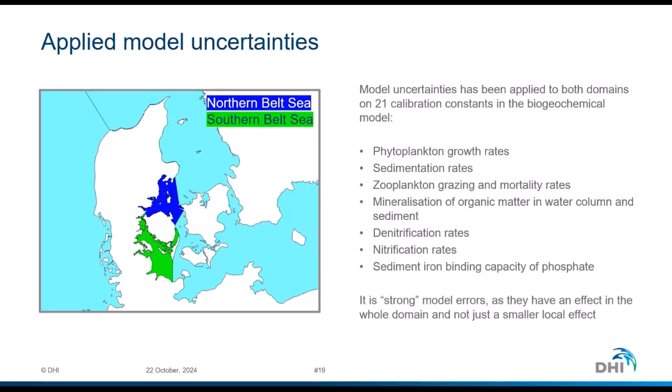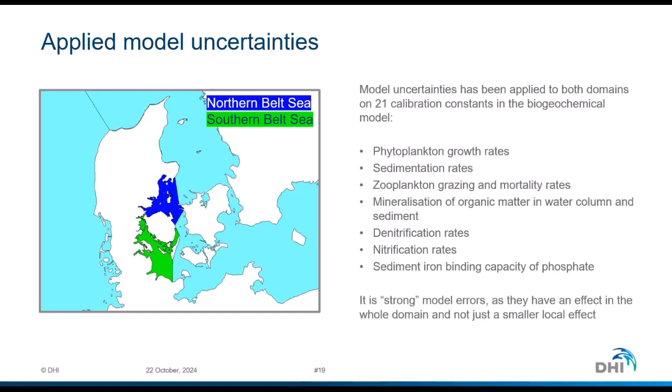For both model domains, we have used model uncertainties on 21 calibration constants in the biogeochemical model, and we apply these uncertainties to introduce a spread around the mean state, so each ensemble member in the model has a variation. The uncertainties are focused in the biogeochemical model on calibration parameters that we, by experience, know change quite a lot in the model results.